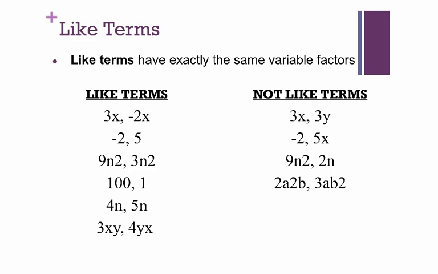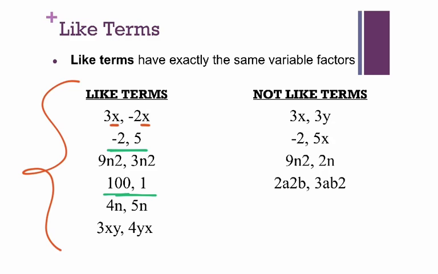All right, let's take a look at what it means to have like terms. So we're going to focus over here on this column first. 3x and negative 2x are like terms because they both have the variable x in them. So we could put them together if we wanted. Now the next one, negative 2 and 5, are both like terms because they're just constants. They're just numerical values. Same thing with 101.